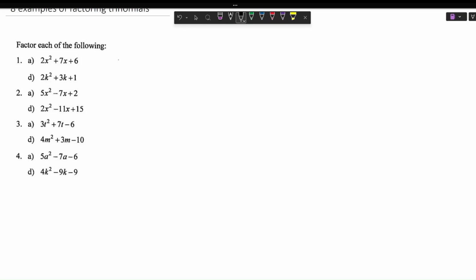So in 1a, it says 2x squared plus 7x plus 6. So here's how I would think about it. I'll think, okay, I know there's two factors. I know that it's something times x plus some number times something times x plus some number. I also know that these two have to multiply to x squared, and these two have to multiply to 6.